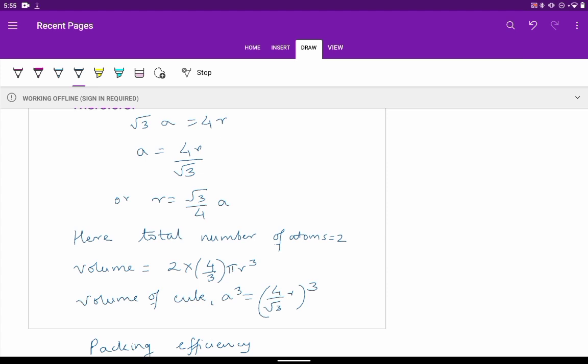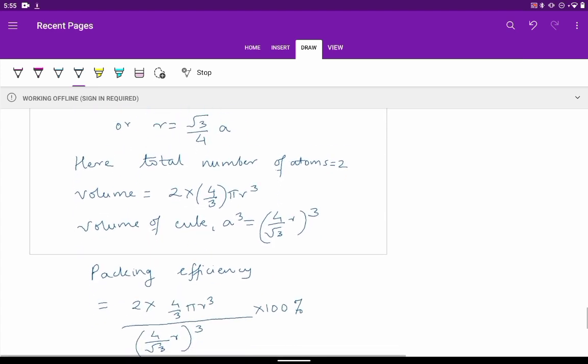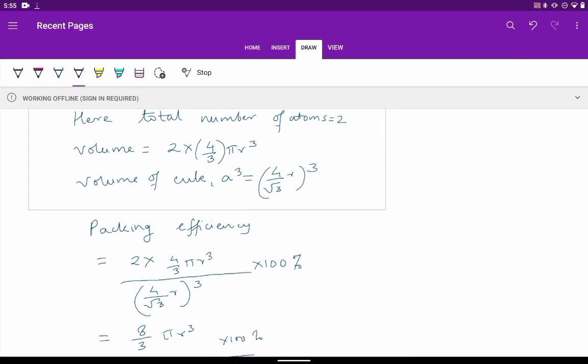Total number of atoms is 2 in this case, we have seen earlier. So volume will be 2 into 4 by 3 pi r cube. What is the volume of the cube? Volume of cube is A cube. What is A? A is equal to 4 by root 3R. So we have to say 4 by root 3R whole cube. So packing efficiency will be, with total number of atoms 2, the volume is 2 into 4 by 3 pi r cube, that we have written in the numerator, divided by volume of cube A cube, this one 4 by root 3 R whole cube, into 100%.